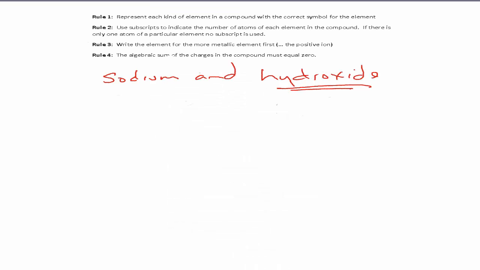So then we can go back and write the symbols first. Na +1 and hydroxide OH -1. Make the more metallic first. NaOH. Guess what? +1 plus -1 equals 0. They balance. That is the correct formula for sodium hydroxide.